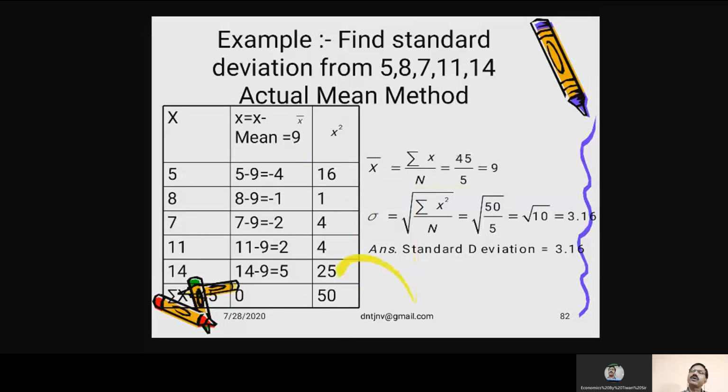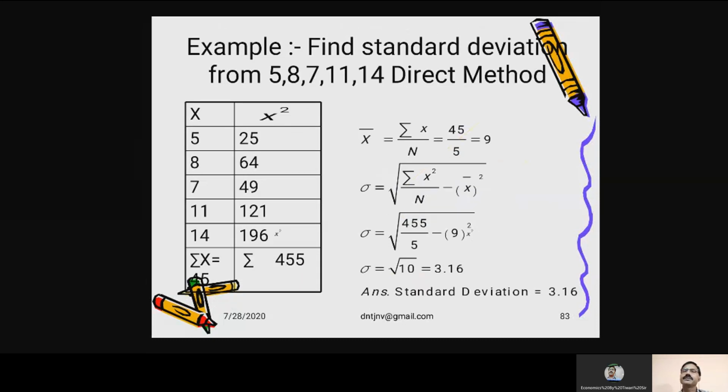Apply the formula: square root of sigma x square upon number of items, that is 50 upon 5, which is square root of 10. Find out the square root of 10, it will be 3.16. Find standard deviation from 5, 8, 7, 11, 14 by the direct method.